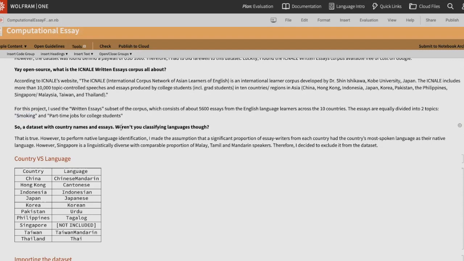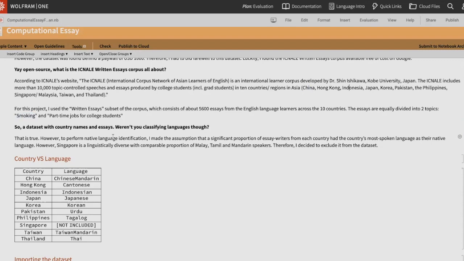However, the question persisted that what I'm getting is country names and essays. Country names, China, Hong Kong, Indonesia, being mapped to the essays written by the students from there. However, what was my initial task? It was classifying a person's native language.